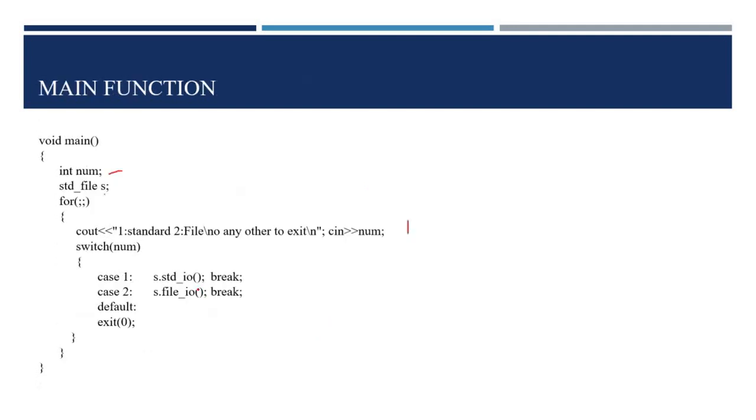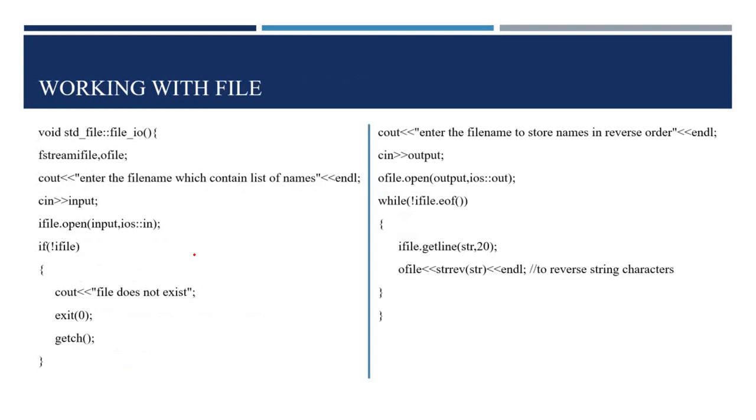So if the user has entered choice number 2, that's case 2 in this main function, it will call the function s.file_IO. And what happens when it calls file IO? Here in the other function, fstream ifile and ofile, two files, ifile and ofile, are defined of the type fstream.